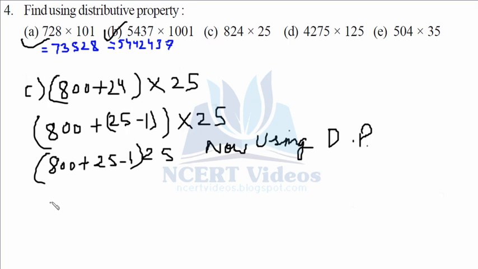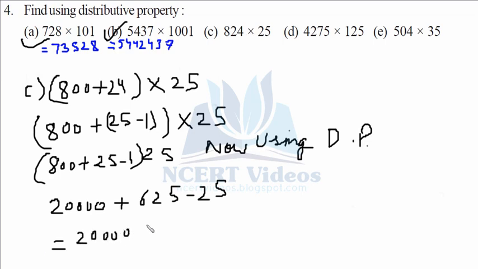So multiplying 800 by 25 gives you 20,000. And now 25 into 25 gives you, using the distributive property, 625 minus 25. So now it's easy. 625 minus 25 gives you 600. So writing 20,000 as it is, and here it is subtraction, 600. Now look how the question was made simpler by using the distributive property. So 20600 is your answer.